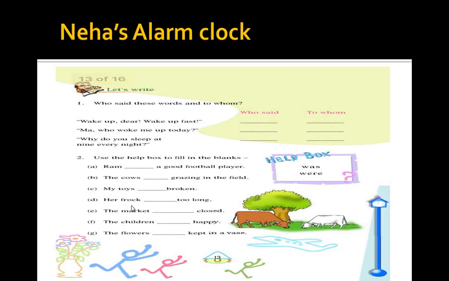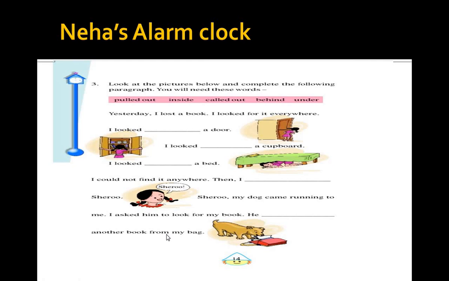Okay, so let's proceed with the next page. And what's that? Look at the pictures below and complete the following paragraph. You will need these words, so you have to use these words in these blanks. Yesterday I lost a book. See, every verb here is in past tense, and there are prepositions also. And how can we know that the story is going in past tense? Yesterday, again, I lost a book. I looked for it everywhere.